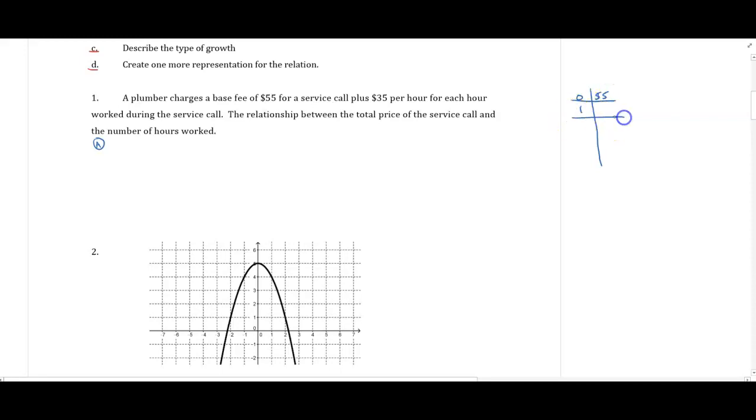1 hour worked now would be the 55 plus 35, which would give you $90. After 2 hours, it'd be 55 plus 35 plus 35, which gives you $125. So if you make a table of this situation, you'll see you have a common difference of 35. If you have a common difference of 35, that means your function, it is a function.